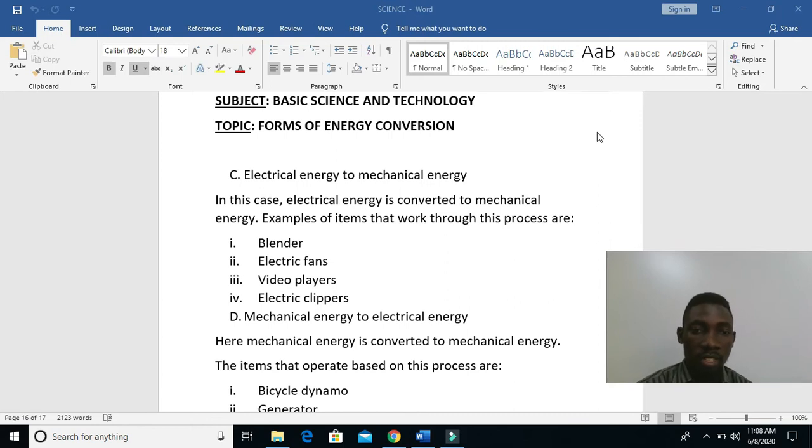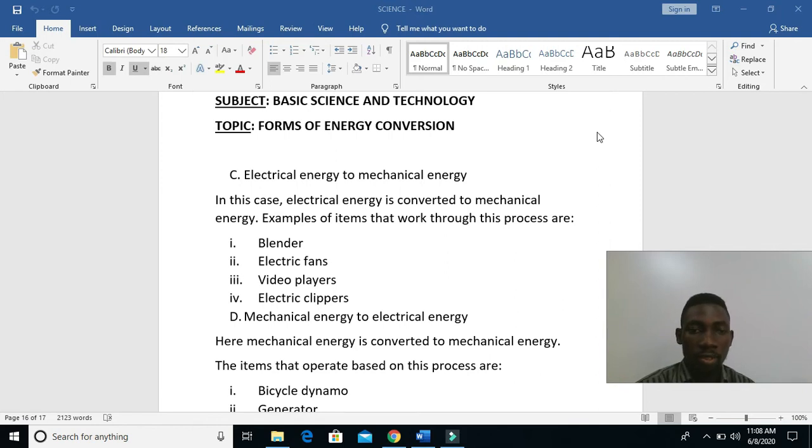That's mechanical energy. And the fourth one we have there is electric clippers, the one used in barbing at home or probably in the salon. Now the electric clipper is plugged into electricity. By so doing, what happens? You see a kind of movement of the teeth of the clipper, and that is how barbing of hair is being able to be achieved. That is for electrical energy to mechanical energy.